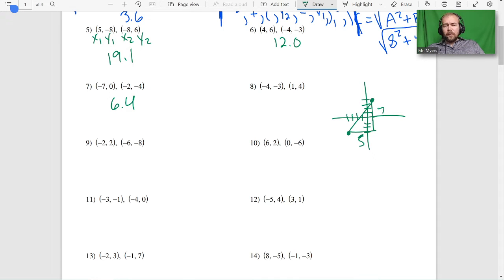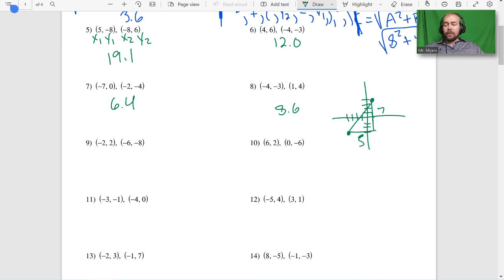So at this point then, if you wanted to type that into the calculator, you would do the square root of 7 squared plus 5 squared, close parentheses, enter. And I get 8.6. Okay. Now, here's what we're going to do. I'm going to break out another calculator here. This is the TI-83 Plus.